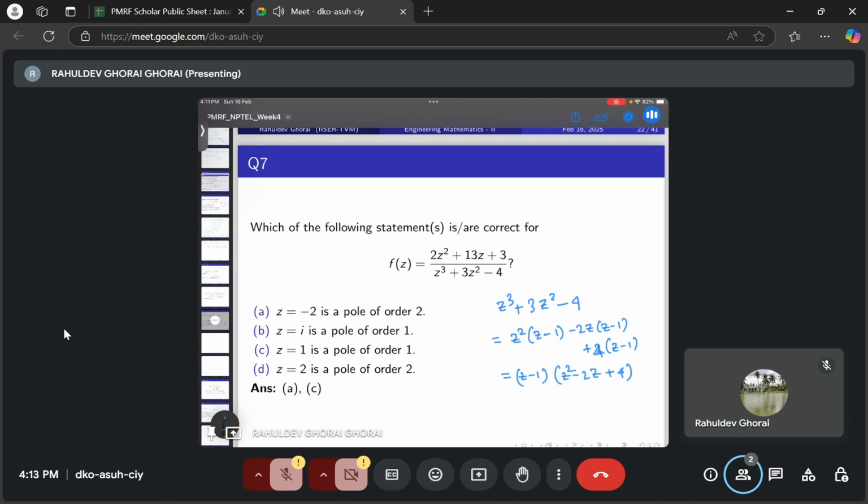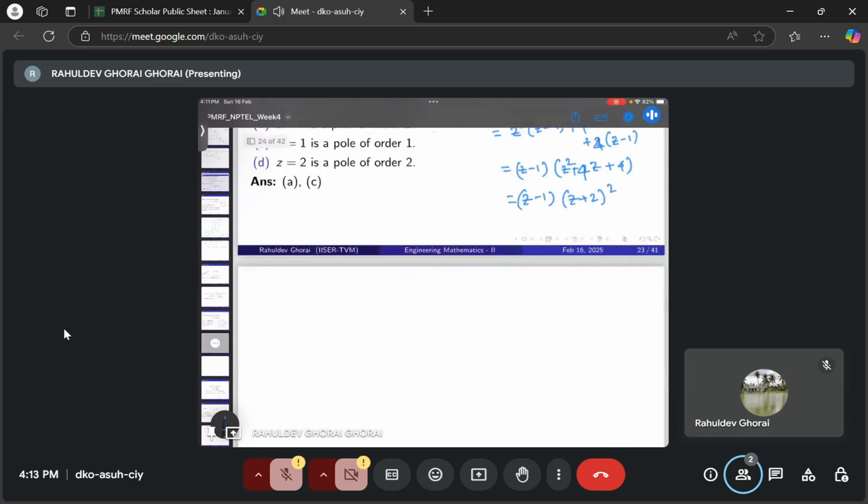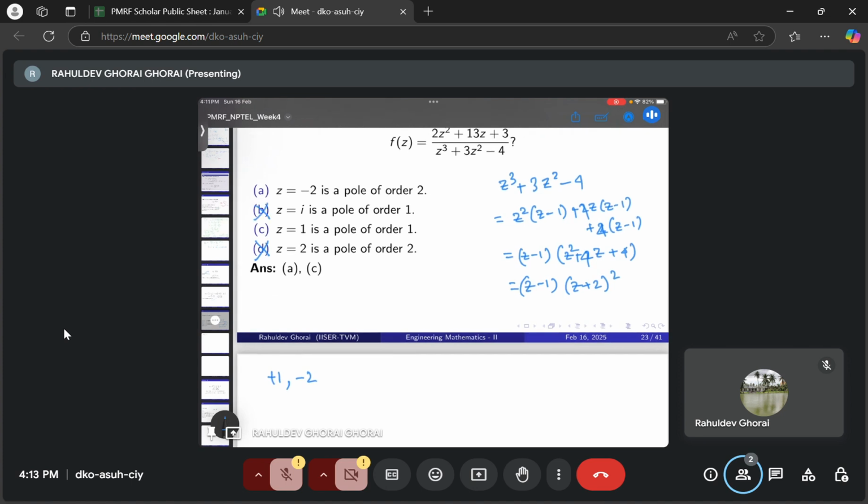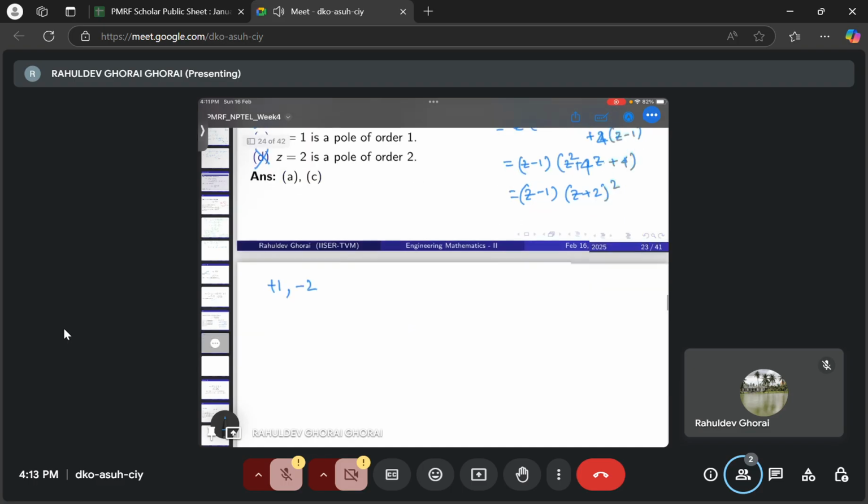Yeah, I made a mistake. You have seen this 4z, it will be plus 4. So it will be z minus 1 times z plus 2 whole square. So the singularity points can only be plus 1 and minus 2. So z equal to 2 is not a pole, it cannot be. Z equal to i is not a pole, it cannot be. Only these two are possibilities. Answer is A and C. But now we are not sure, the possibilities are only this 1 and minus 2.